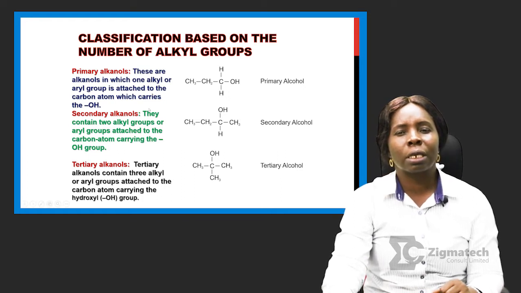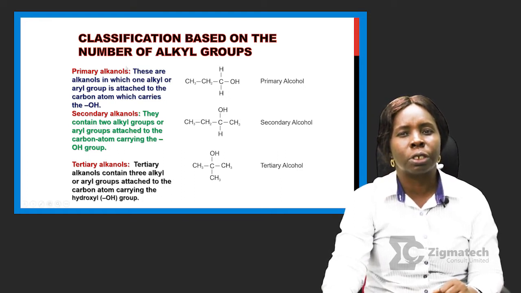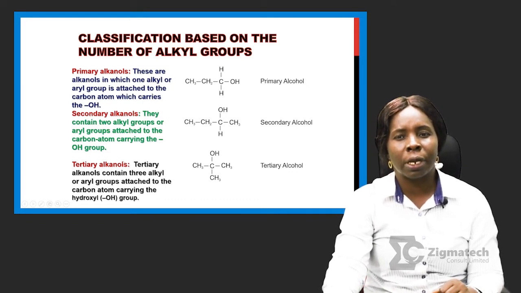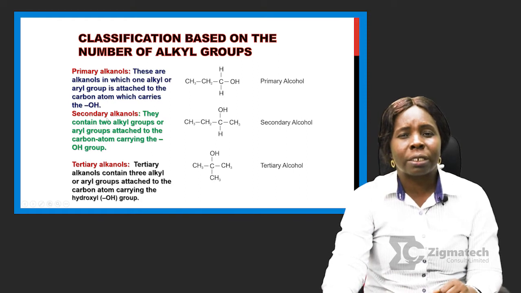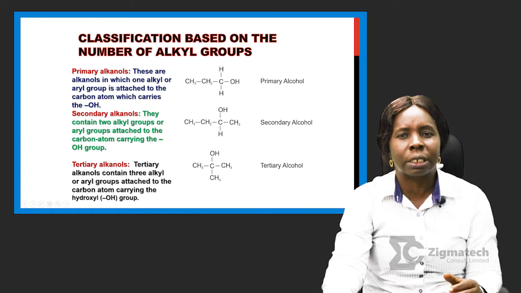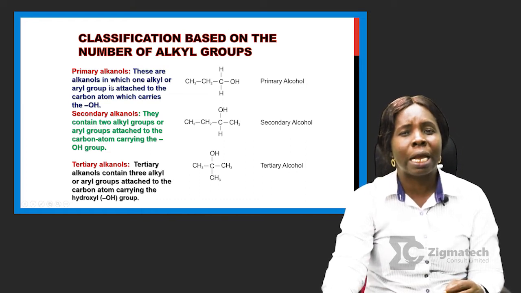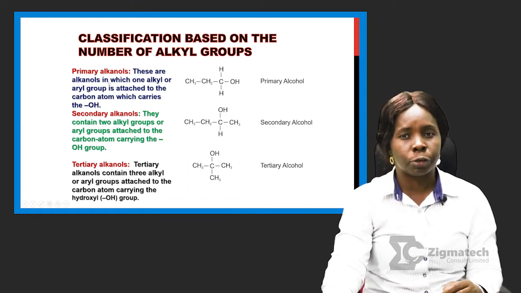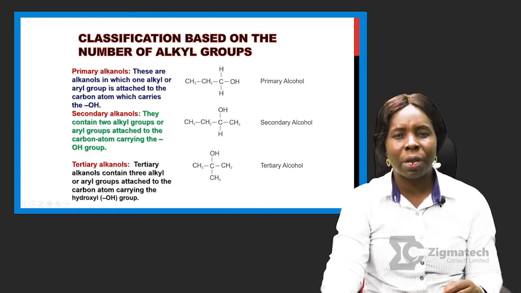The second classification of alkanol is classification based on the number of alkyl groups per molecule. So in this one, we have classification as primary alkanols, secondary alkanol, and tertiary alkanol. When we talk about types of alkanol, probably in a question you were just asked to list the types of alkanol. Know that they are asking for classification based on the number of alkyl groups.